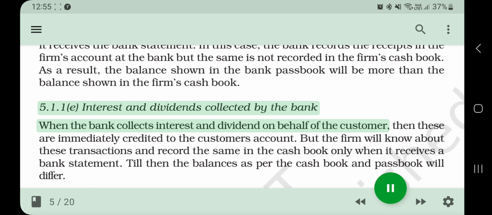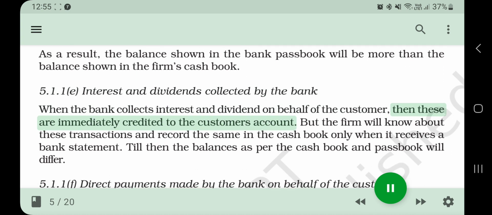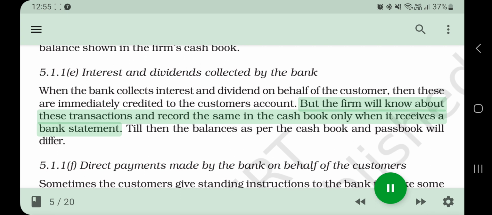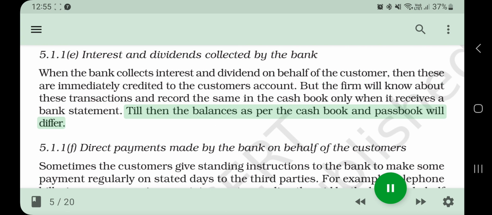5.1.1 e. Interest and dividends collected by the bank. When the bank collects interest and dividend on behalf of the customer, these are immediately credited to the customer's account. But the firm will know about these transactions and record the same in the cash book only when it receives a bank statement. Till then, the balances as per the cash book and passbook will differ.